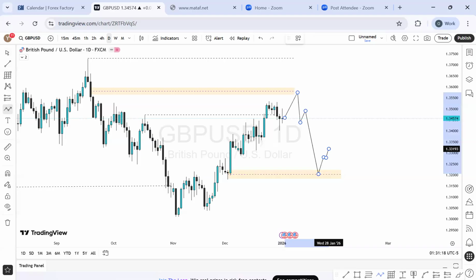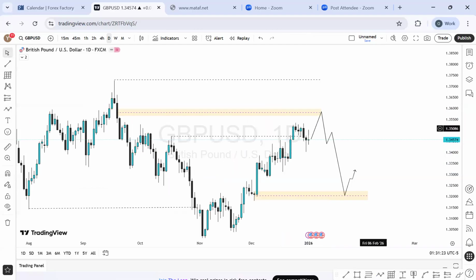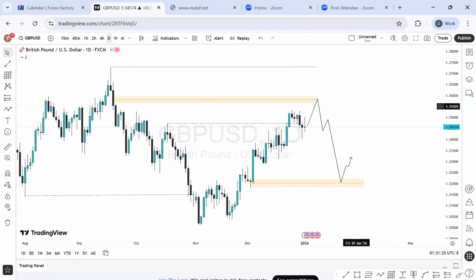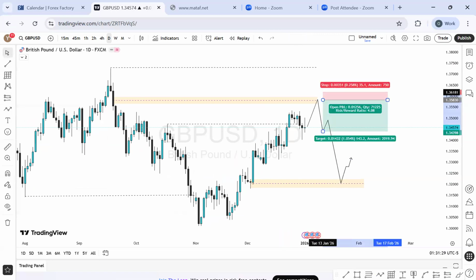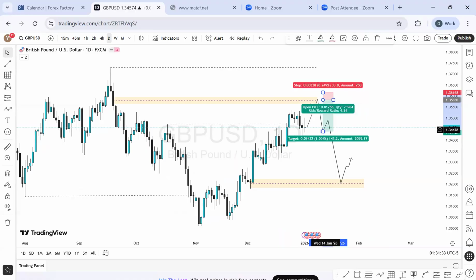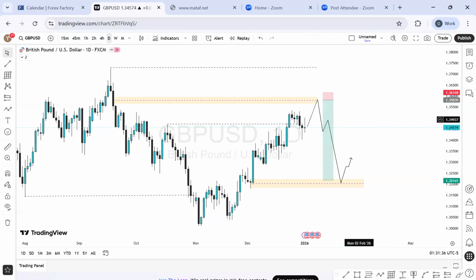This is what my projection looks like on this one particularly, on the daily time frame. This is what I am looking for. I'm looking for a sell like this, whereby the price will be doing something like this, and then I want to sell it down into this range before I start buying off again. Basically, this is what I'll be looking for.